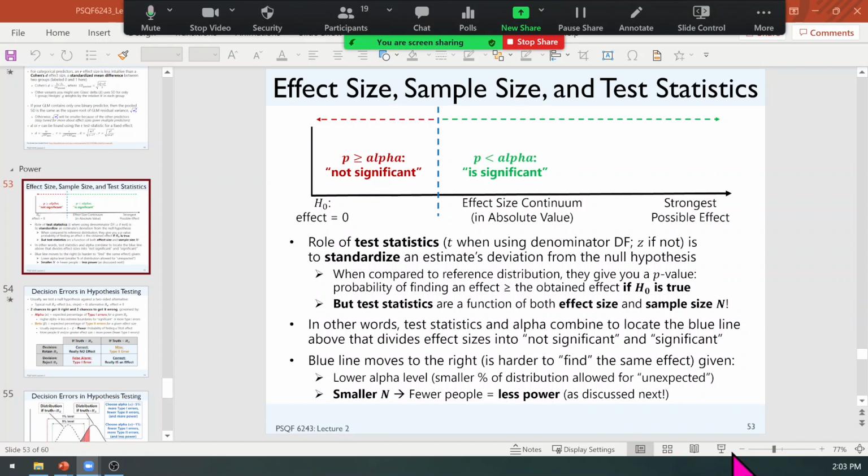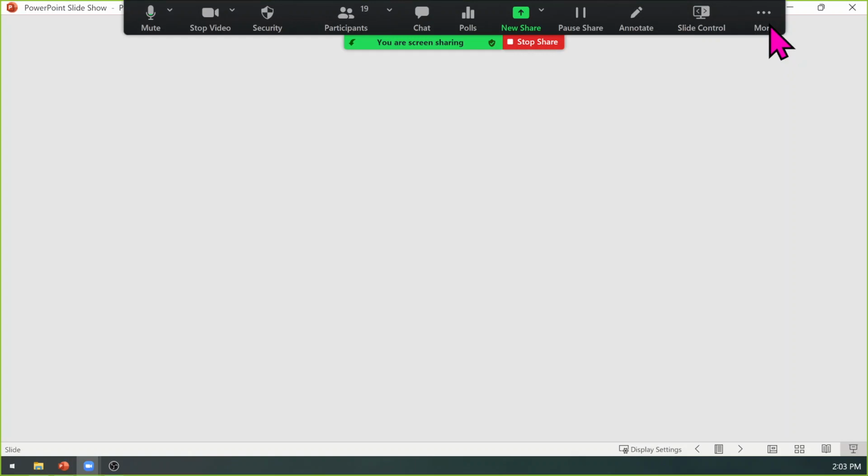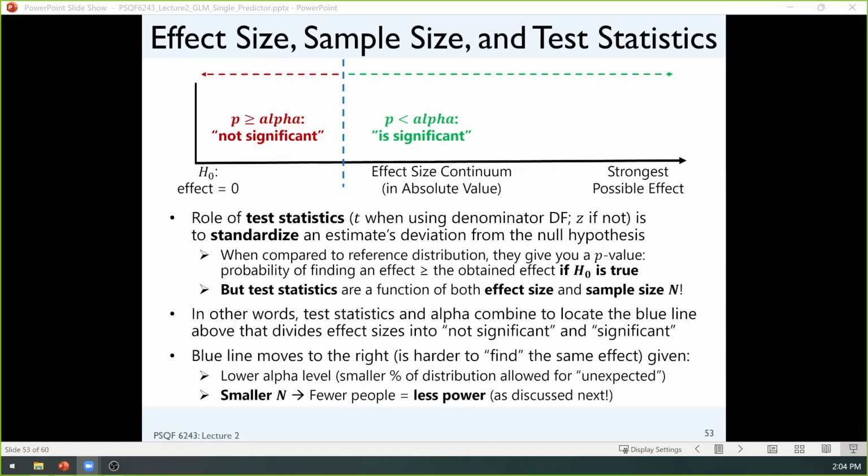So I am on slide 53. Let me see if I can move this thing out of the way. Yes, I know participants can see my screen. That was the point. I'm already getting the dreaded low system resources message. Can you still see me and hear me? Or am I frozen yet? We're good so far?